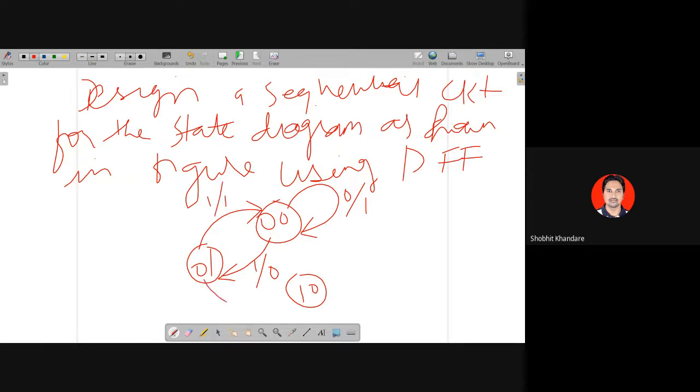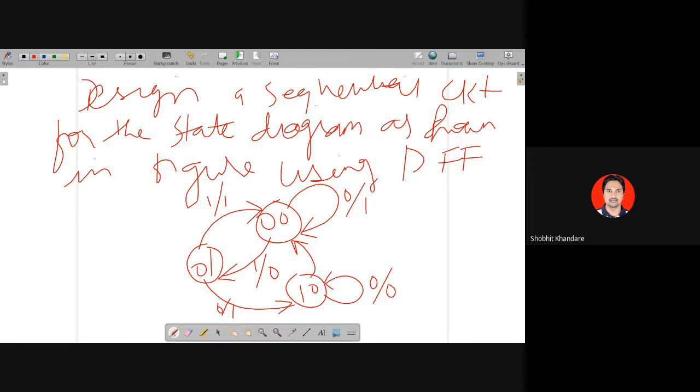You are in 1 0 state when your input is 0, output is 1. You are in the same state when your input is 0 and output is 0. You are in 0 0 state when your input is not given, your output is not given.